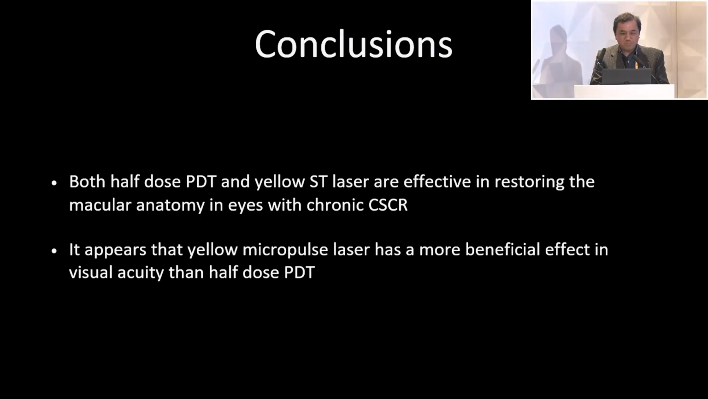So in conclusion, both half-dose PDT and yellow subthreshold laser are effective in restoring the macular anatomy in eyes with chronic CSCR, but it appears that yellow micropulse laser may have a more beneficial effect on visual acuity than half-dose PDT. Thank you very much for your attention.